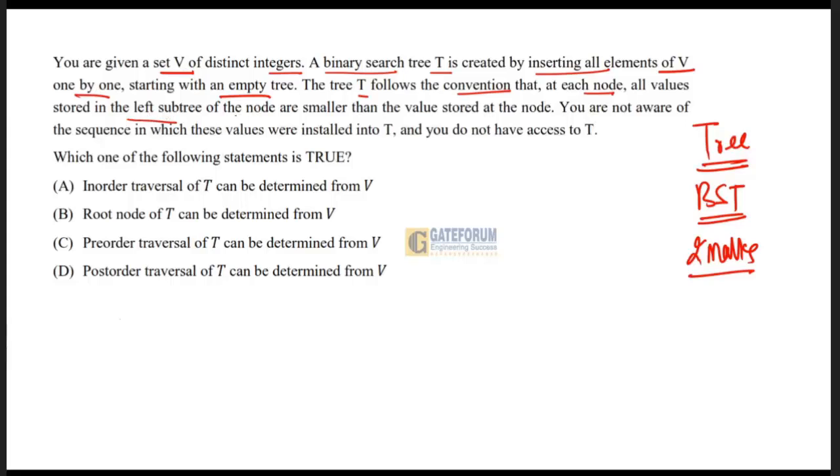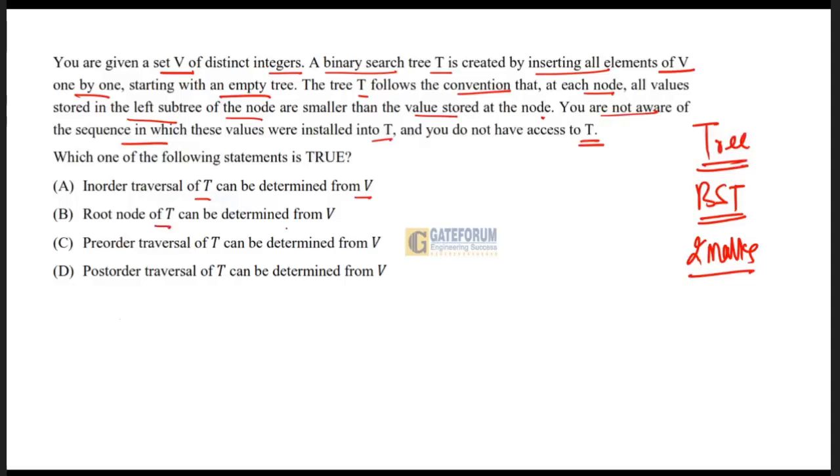Starting with an empty tree, the tree T follows the convention that at each node, all values stored in the left subtree of the node are smaller than the value stored at the node. You are not aware of the sequence in which values are inserted into T, and you do not have access to T. Which one of the following statements is true? That in-order traversal of T can be determined from V.